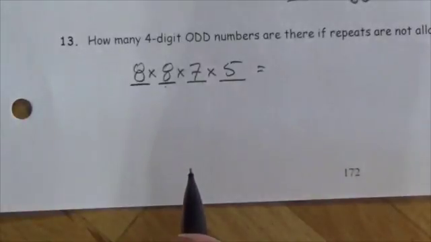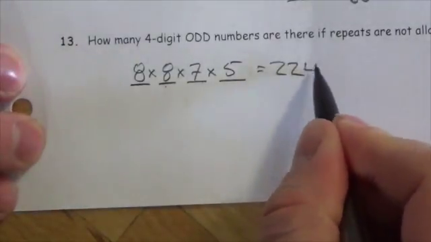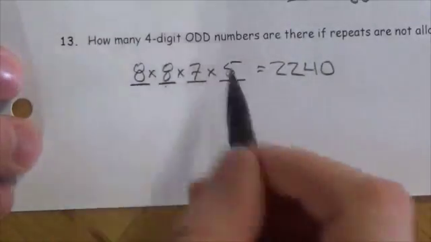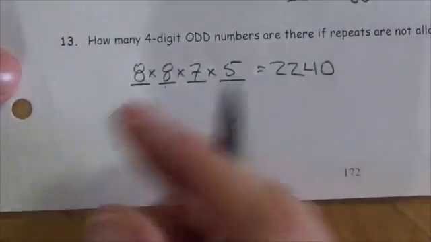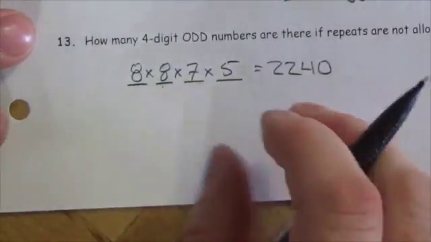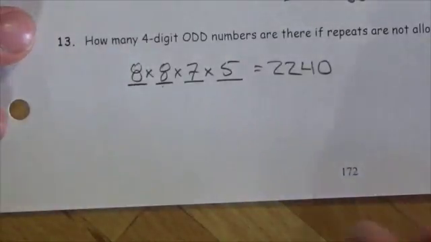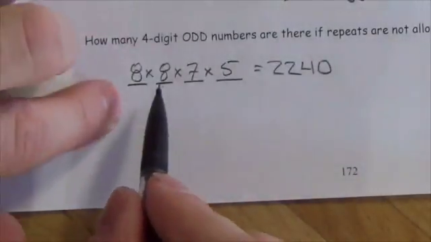So this is 8 times 8 times 7 times 5, which gives me 2,240 different odd numbers that don't have repetition. 2,240 different 4-digit odd numbers that don't repeat any of the digits. That's what we're looking for. I hope this makes sense here.